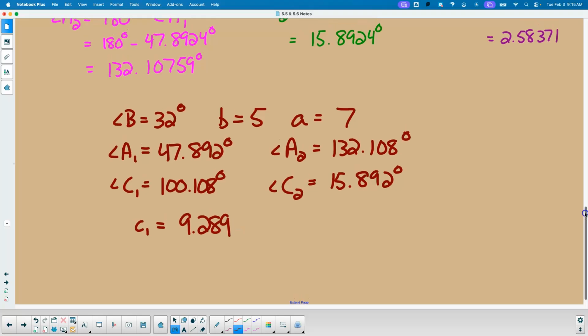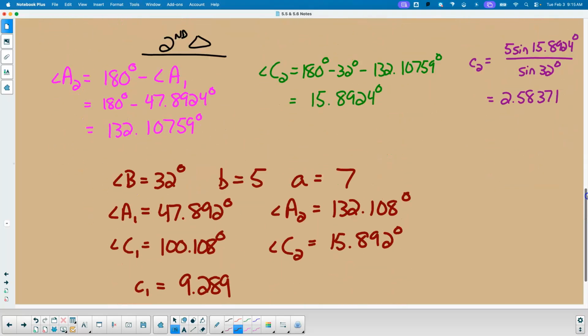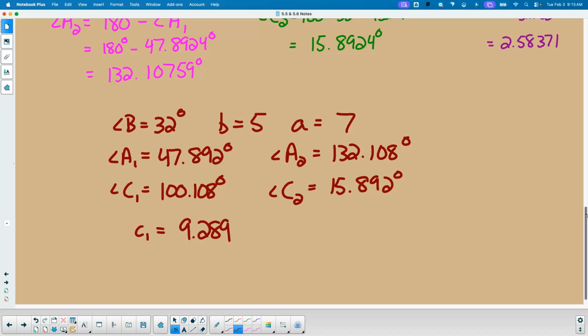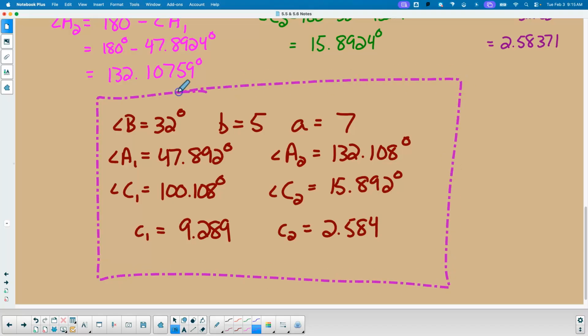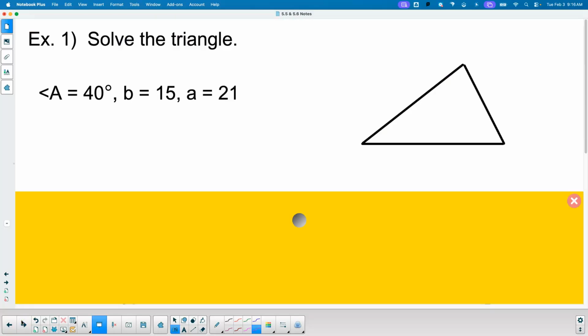Let's just scroll up right here. 9.289, and side C sub 2 is 2.584. Agree? Questions? Awesome sauce. So, here is your next one. Solve that triangle for me, please.